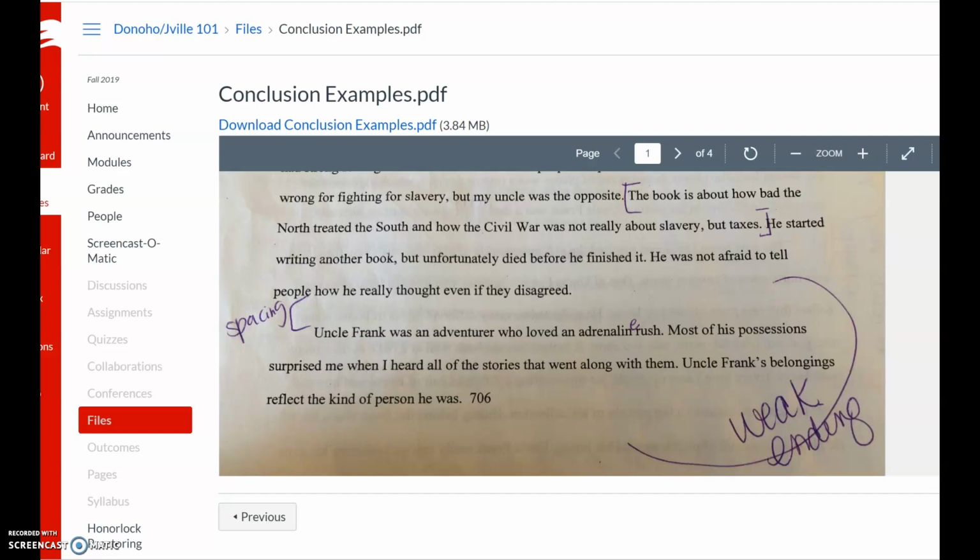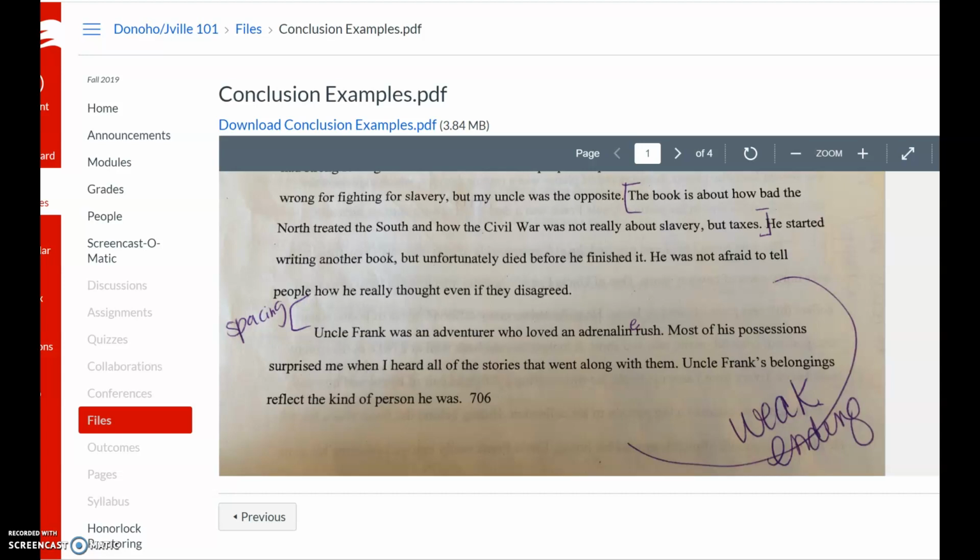Okay, I want to finish up our unit on descriptive essays by talking about conclusions. As you get ready to finish up your paper, you have probably already written your body paragraphs. You've already been working on your introduction, hopefully. And so now the last thing that you have to do is to write a conclusion.